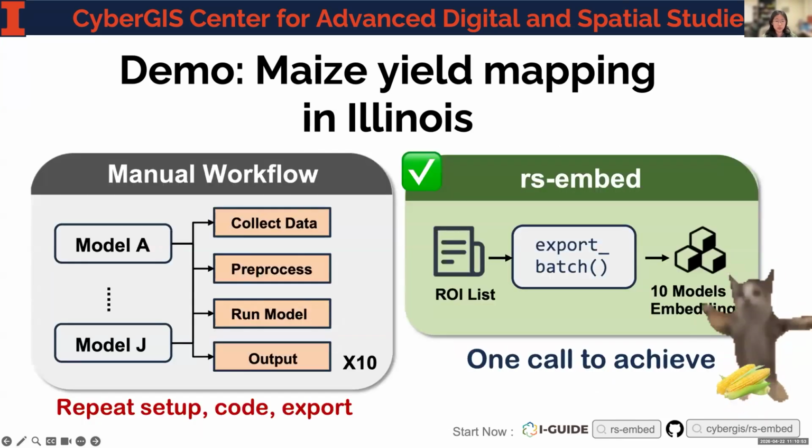If you wanted to do it by yourself, that would really be a disaster, because you would have to collect data, pre-process, and run the model output 10 times. It's really time consuming. But with rs-embed, you can just use the export batch function, call it once, and get them all.